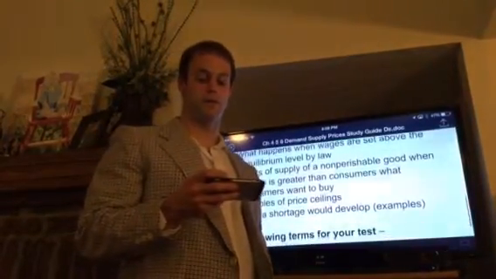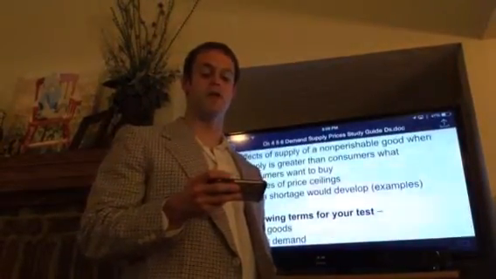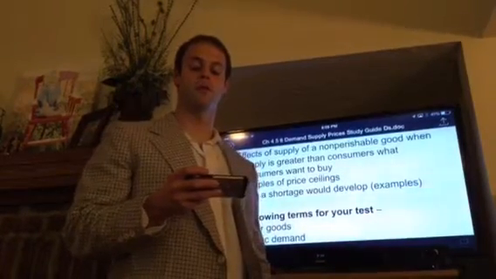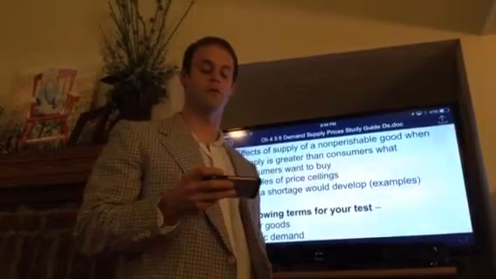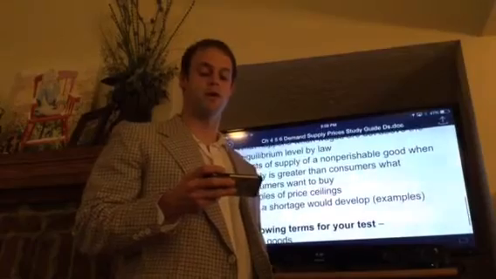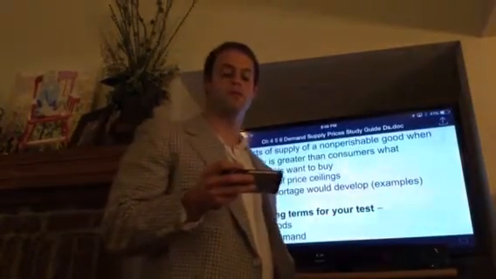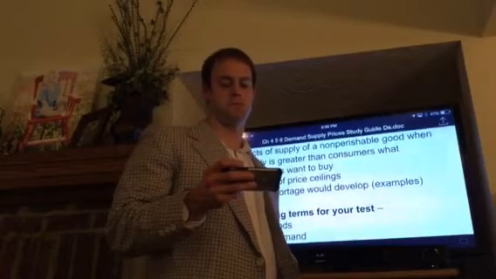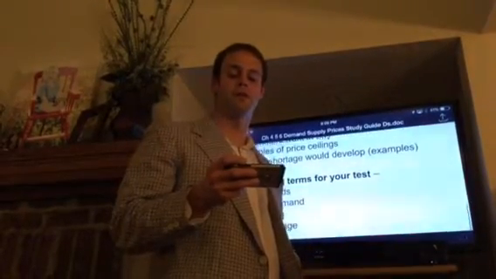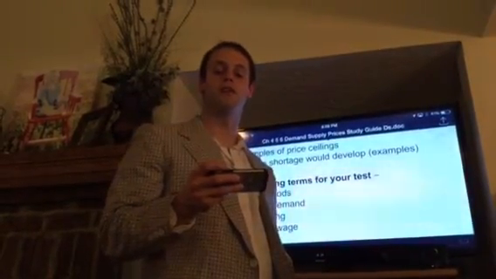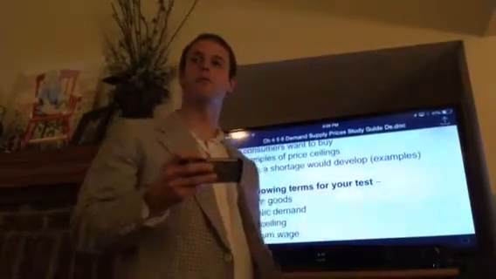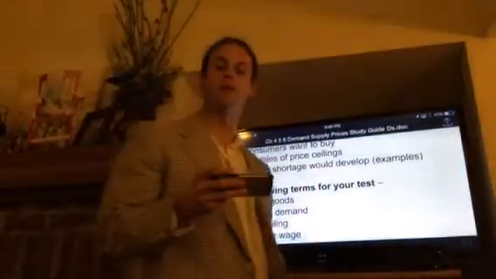Let's see, almost done. Effects of supply on a non-perishable good when supply is greater than what customers want to buy. Non-perishable goods. I'll have to look at that one. Examples of price ceilings. Price ceilings are the maximum amount that you can charge for something. So that's going to be like rent.